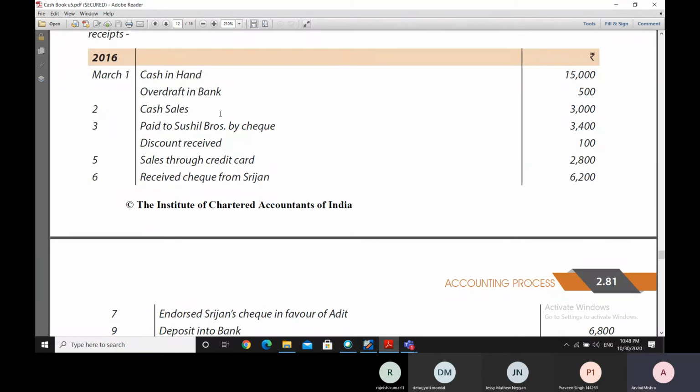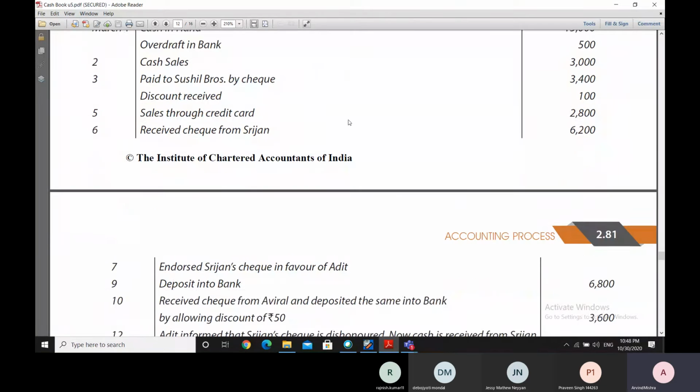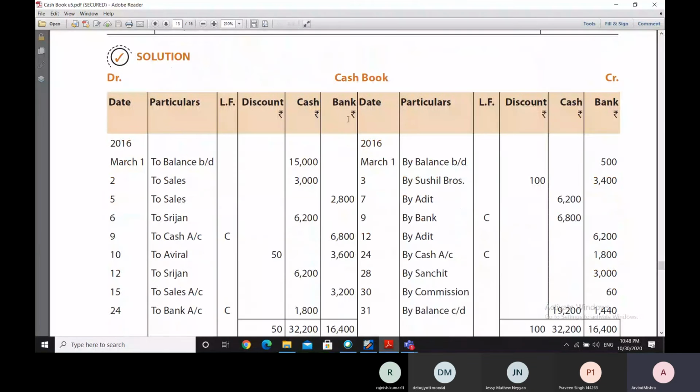Now then, there is a cash sale which is happening at 3,000 rupees. For the cash sale, the cash book is being debited by 3,000 rupees because the payment of cash is received here, and the sales account would be credited. So, to sales.